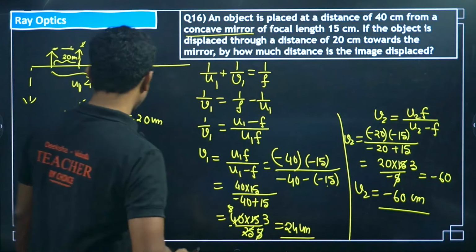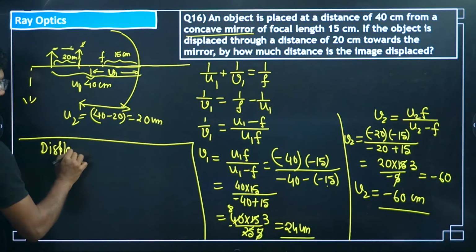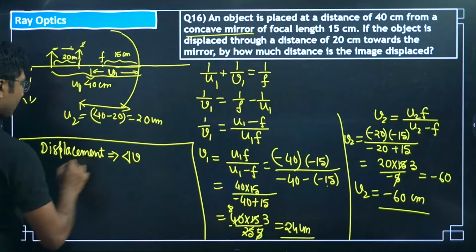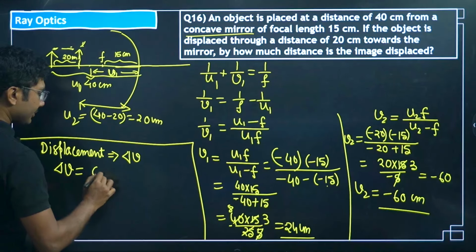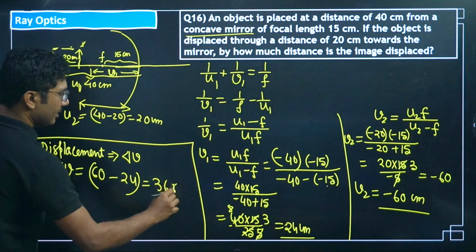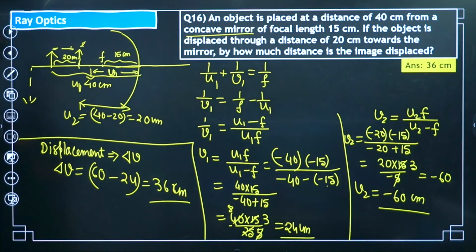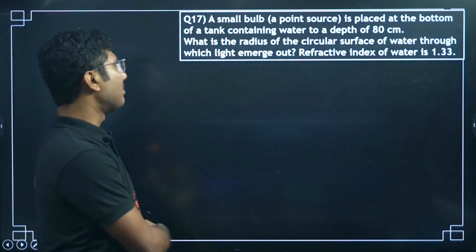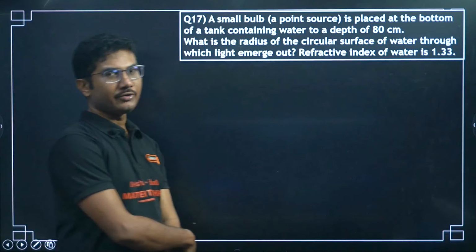So, V2 is minus 60 centimeter. What is the displacement of the image? The displacement of the image is basically delta V. So, delta V equals, you can take the magnitude, 60 minus 24, that is 36 centimeter. Okay, so 36 centimeter is the displacement of the image. Next, a small bulb, a point source, is placed at the bottom of a tank. This is from one of your previous year questions. A similar question is also given in your NCERT textbook.